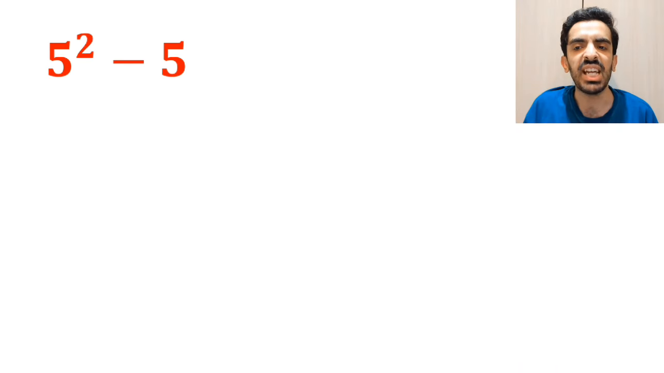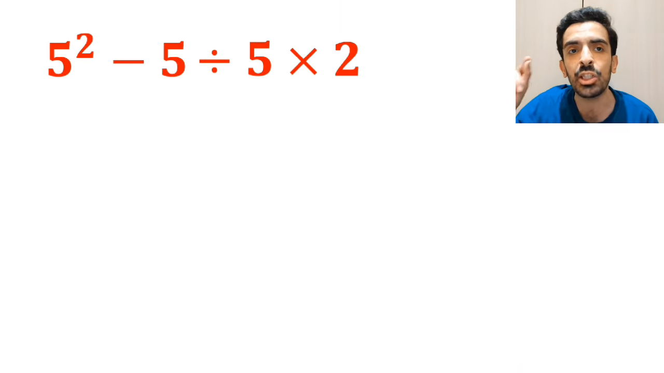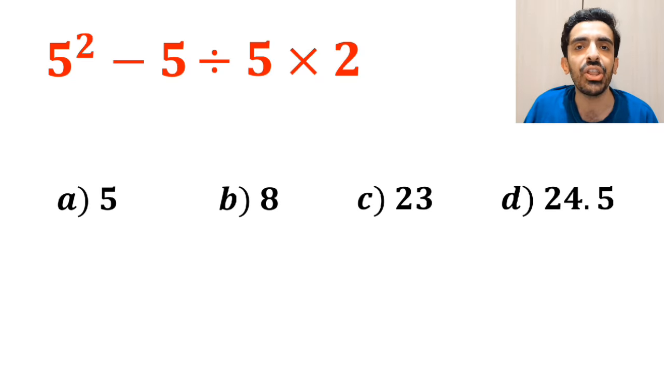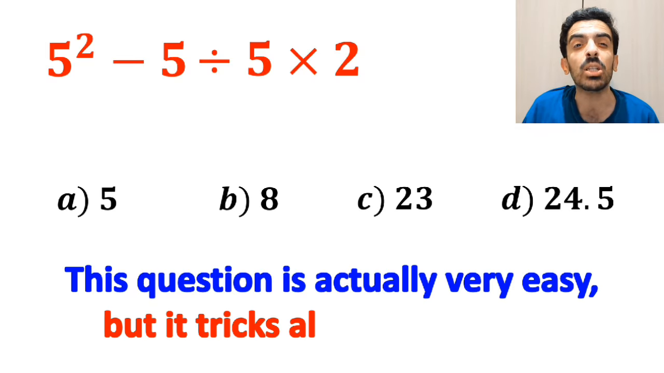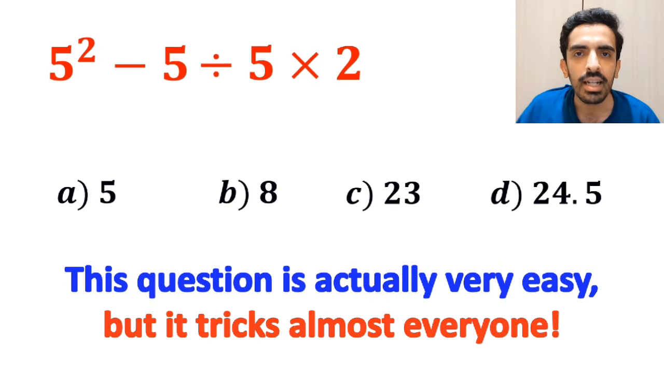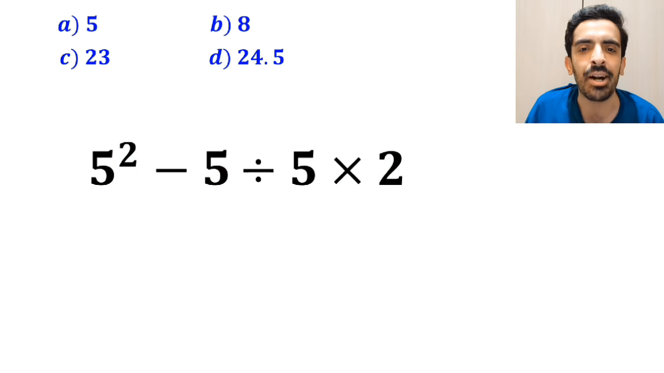What is the value of the expression 5 squared minus 5 divided by 5 times 2? Which option do you think is the correct answer to this question? This expression is actually very easy, but it tricks almost everyone. Let's break it down step by step together.